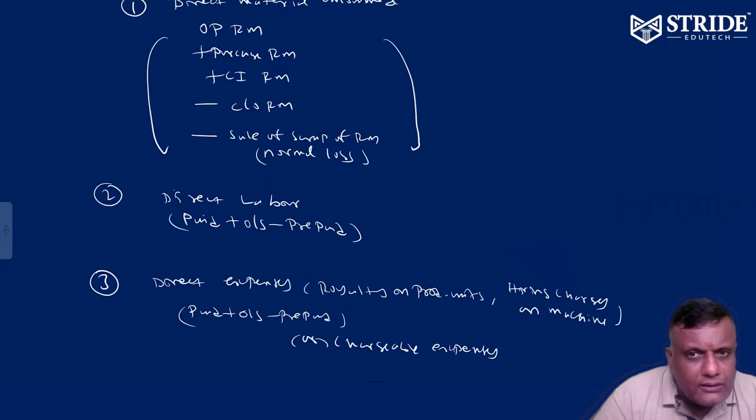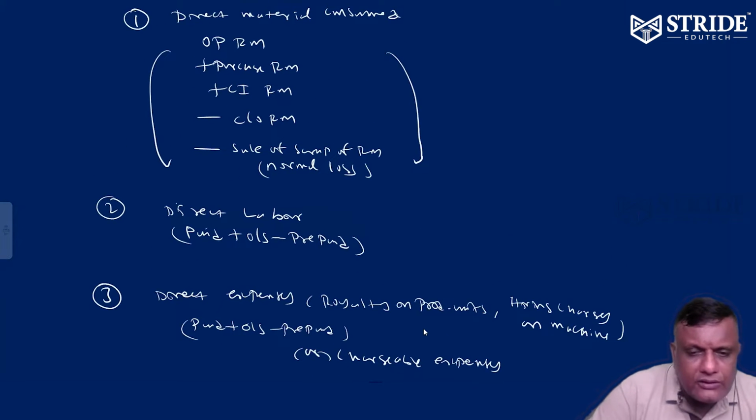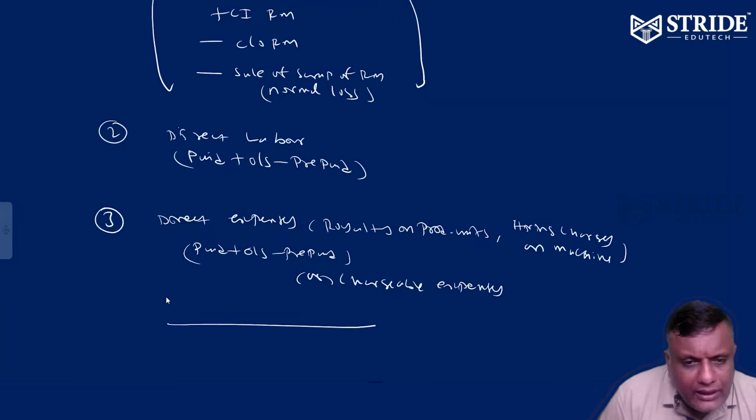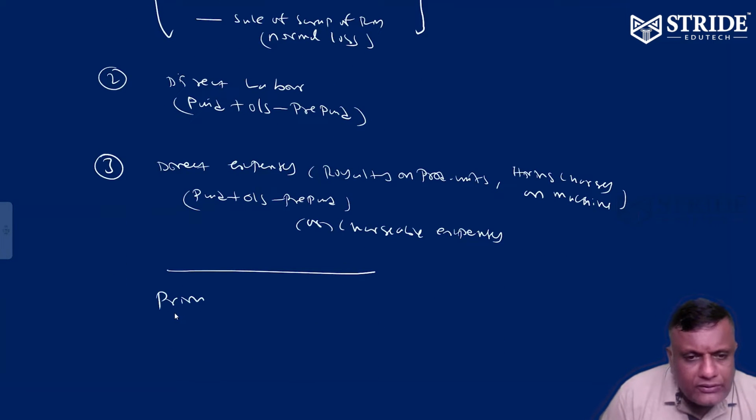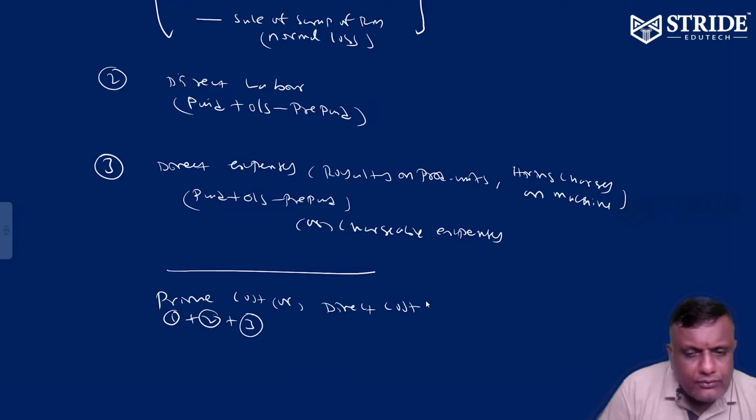The direct material consumed, direct labor, plus direct expenses. If you add all three, the term you get is called prime cost. 1 direct material consumed, 2 direct labor, 3 direct expense. Adding all three, 1, 2, 3, is called prime cost. One more name for prime cost is direct cost.